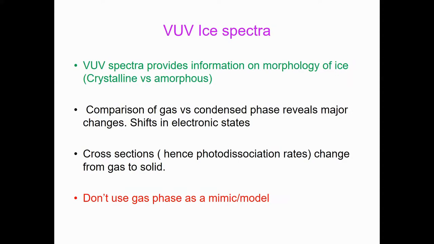This is obvious if you know some basic physics and chemistry. But it's very important because a lot of models use gas phase data because that's what they've got. That means that they can misinterpret the observations. It's no good just saying what is there. You often need to know how much of it is there. Therefore, you need to measure cross sections.